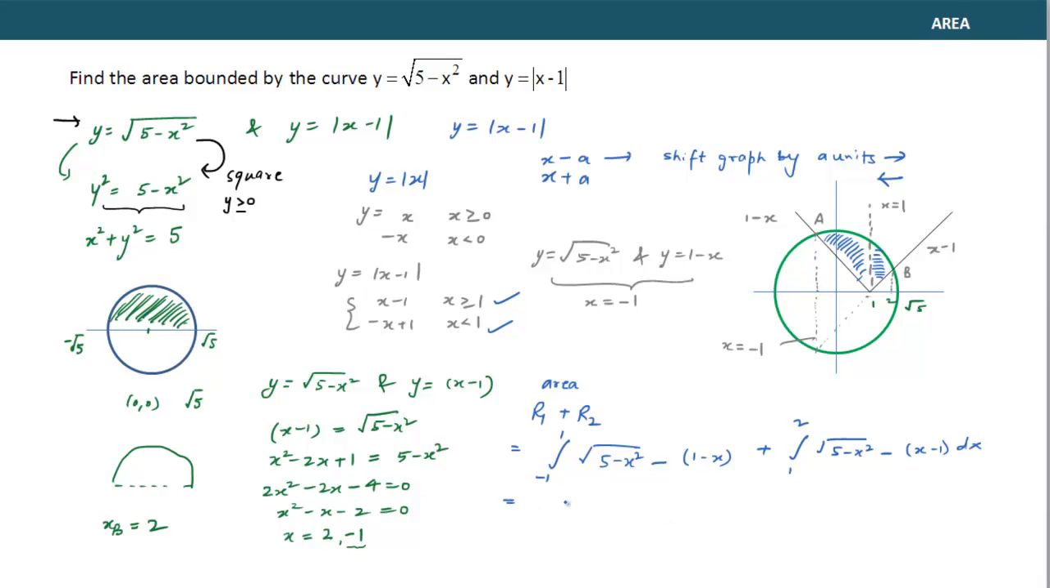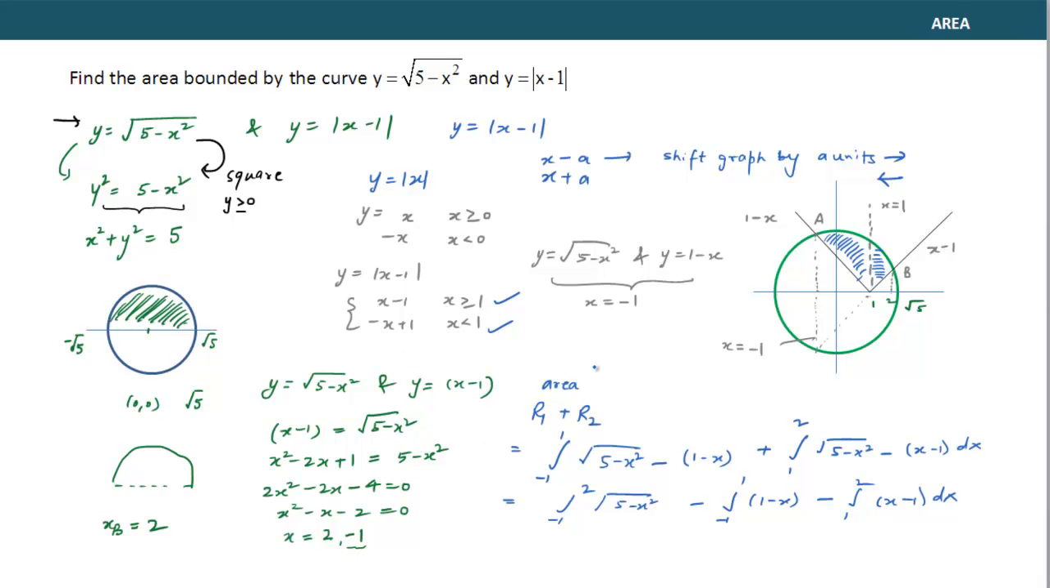And if you want to quickly solve this, you can see that minus 1 to 1 and 1 to 2 both have the circle component. So you can directly say that I will integrate the circle from minus 1 to 2, minus the integral from minus 1 to 1 of 1 minus x, minus the integral from 1 to 2 of x minus 1, dx. This is how you need to solve this problem.